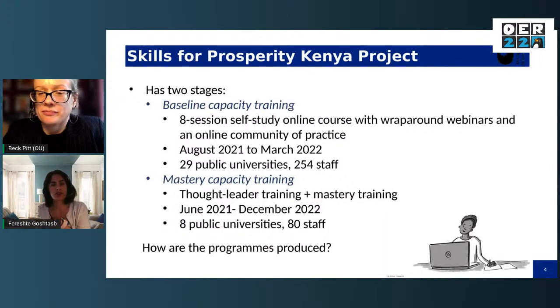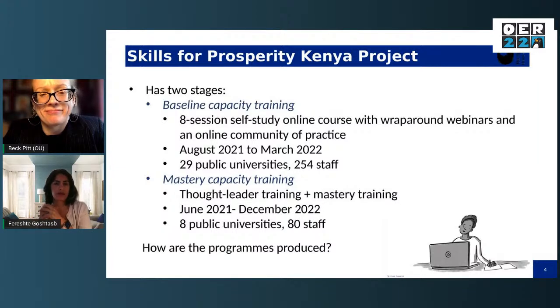The second stage, which we're going to focus on particularly today, is the mastery capacity training. And for that strand of training, we work with a fewer number of universities. There are 8 selected by the government. And the purpose is to train these universities to be pioneers of online education in Kenya. And they support and lead digital education in Kenya for other universities. And this mastery capacity training is much more in depth. And Beck in a few minutes will describe what it includes.